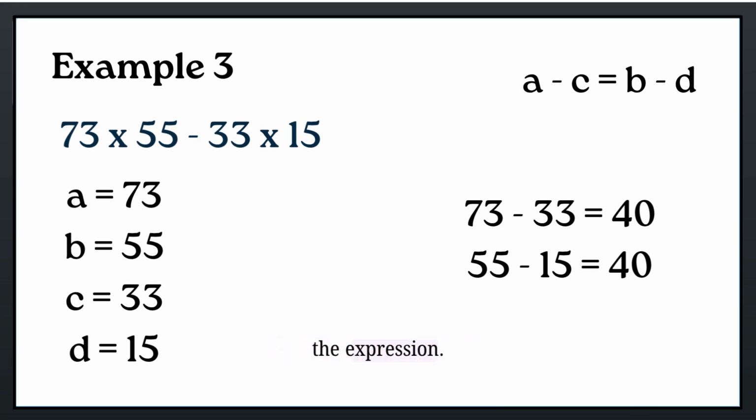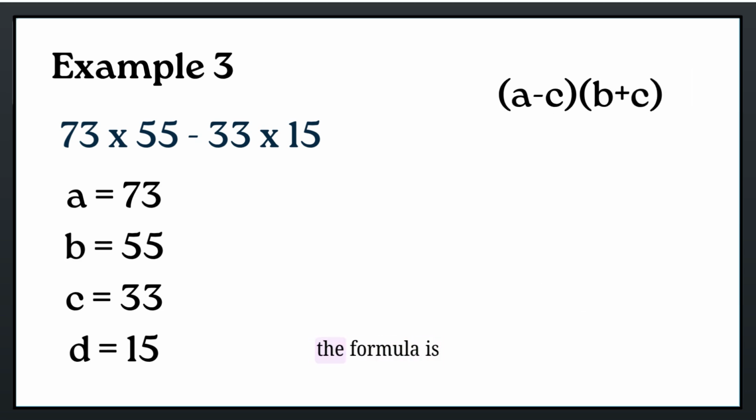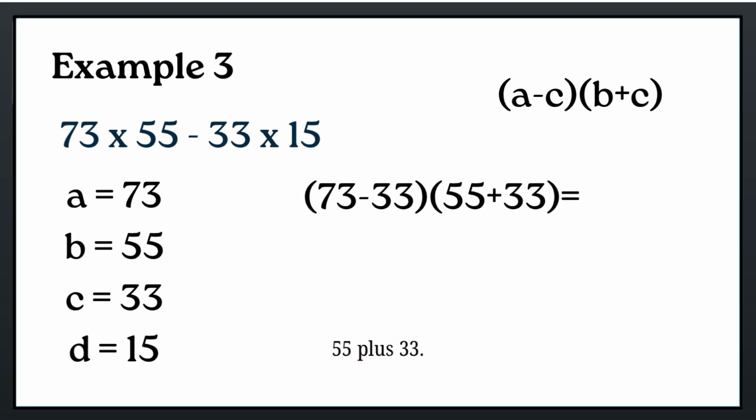So, let's move on and solve the expression. As you can see, the formula is, as always, A minus C times B plus C. Therefore, we would have to replace these variables with the numbers. If you do that, you would have 73 minus 33 times 55 plus 33. All you got to do now is to finish solving this expression. If you did that, you should have gotten 40 times 88, which would be 3,520. As such, the final answer is 3,520.